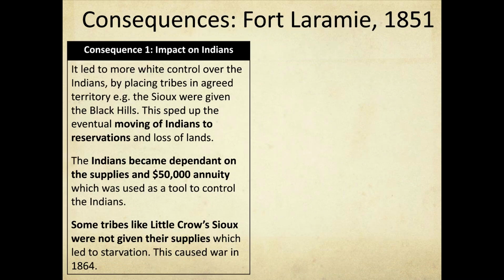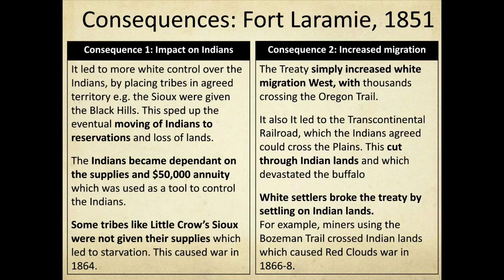Leads to the loss of Indian way of life and more conflict. Consequences of Fort Laramie could well be a question. Consequence 1, it led to more white control over the Indians by placing tribes in agreed territory. The Sioux were given the Black Hills. It sped up the eventual moving of Indians to reservations and their loss of land. Indians became dependent on supplies, and the $50,000 a year was used as a tool to control the Indians. Some tribes, like Little Crow's Sioux, were not given their supplies, which led to starvation and caused a war.